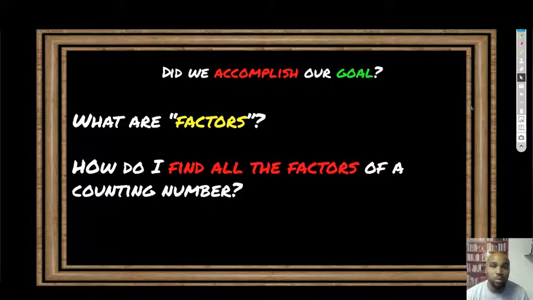And that's going to do it for us today. Did we accomplish our goal? What are factors? So now you know what factors are. Factors are those two numbers you multiply to get a product. And how do I find them? Well, you just saw that we can just divide it one at a time. That number divided by 1, divided by 2, until you get all those numbers, until they start pretty much repeating again.